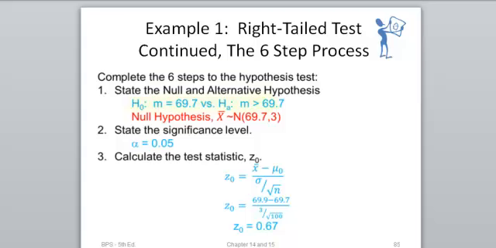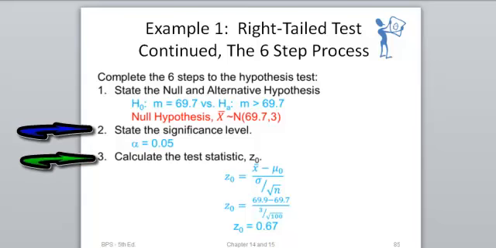Well, here's our null and alternative hypothesis. That should be mu instead of an m. It should be Greek m, which is mu. 69.7 versus the mu being greater than 69.7. So our null hypothesis distribution is the sampling distribution with the mean of 69.7 and a standard error of 0.3. That should say 0.3 right there. Our significance level is 0.05.